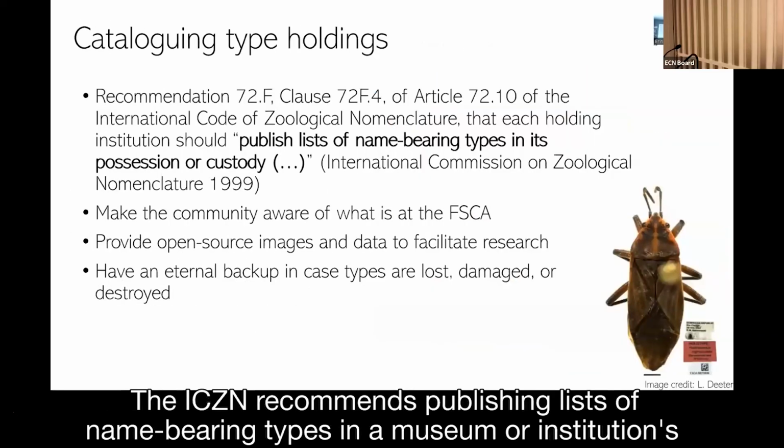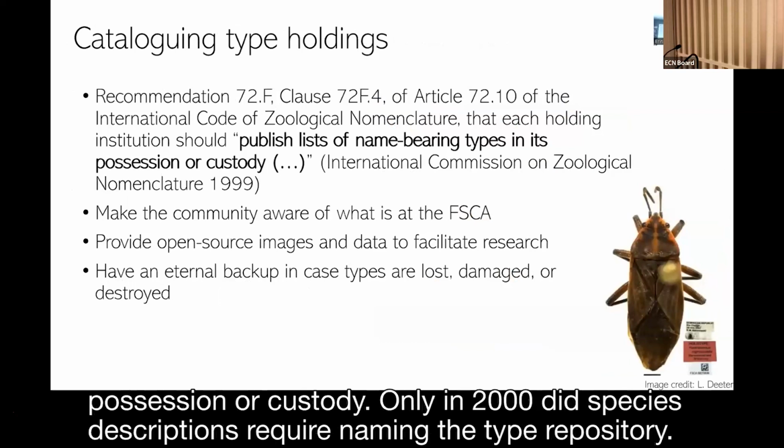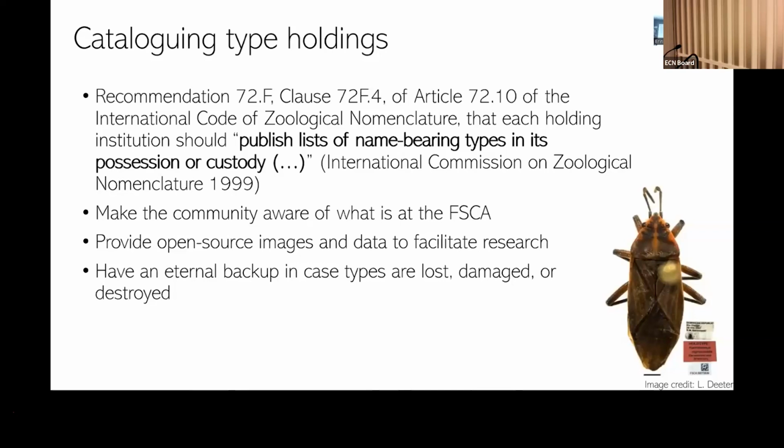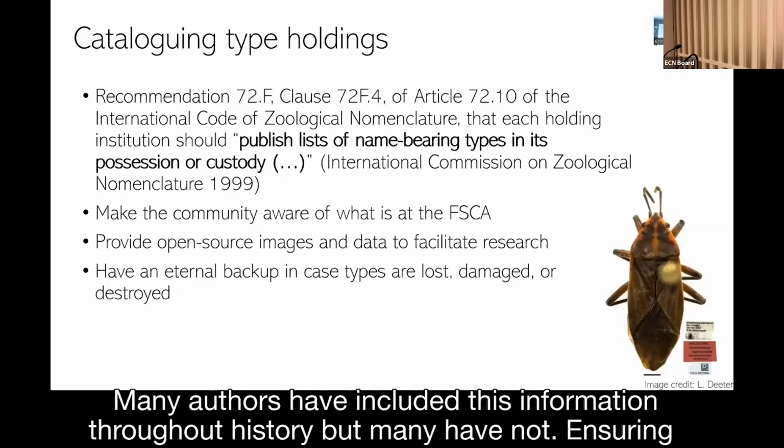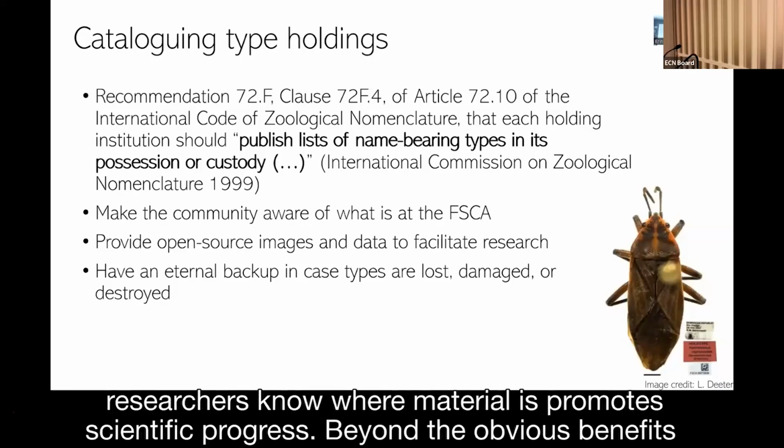The ICZN recommends publishing lists of name-bearing types in a museum or institution's possession or custody. Only in 2000 did species description require naming the type repository. Many authors have included this information throughout history, but many have not. Ensuring researchers know where material is promotes scientific progress.